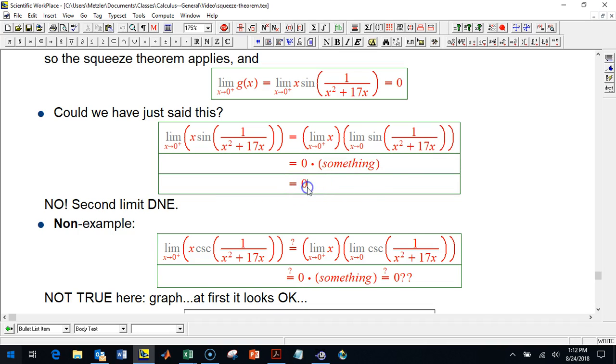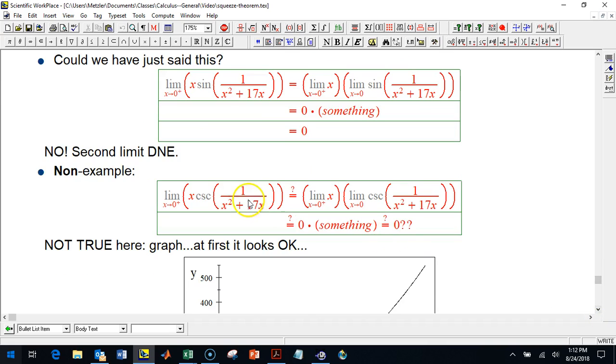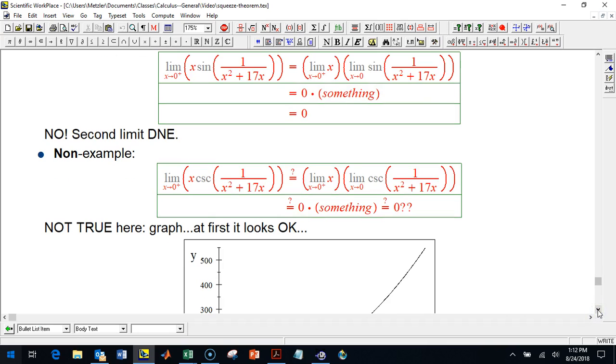You might think, though, well, I got the right answer. There must be some way to make this work, or maybe you're just being too picky. Okay, well, suppose we change that just a little bit. Suppose it was like x cosecant of 1 over x squared plus 17x. Somebody tries to use the same reasoning. This limit times this limit, 0 times anything is 0, and they're like, well, so, should be right. And maybe I'm not being super careful, but why isn't that right? Well, it's just not actually true.